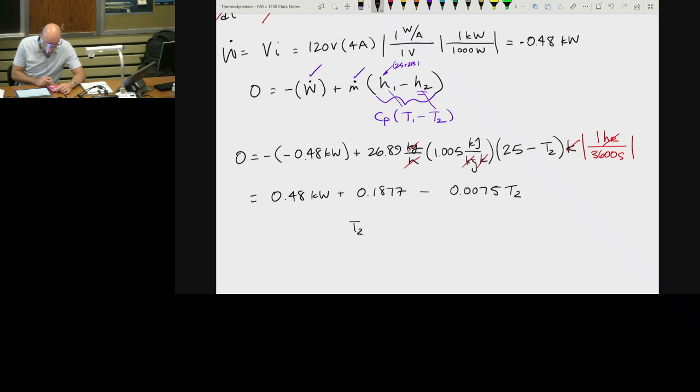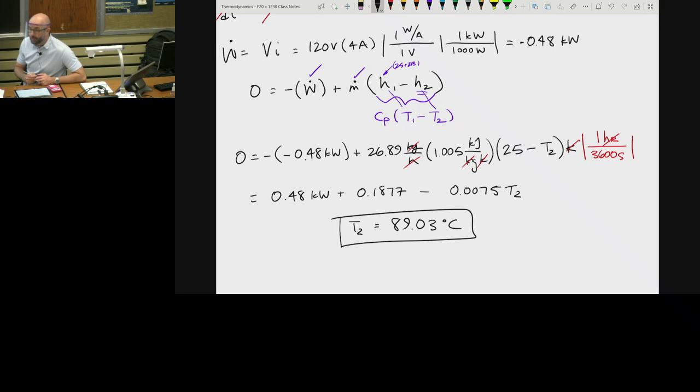So minus 0.1877 divided by 0.0075. I get a value here of 89.003 degrees Celsius. If I would have converted my temperatures to Kelvin, I would have gotten my answer in Kelvin and had to subtract 273 from that. But this makes reasonable sense, 89. I'm adding work into the system, so my temperature should be higher than it was when I came in. Makes reasonable sense. I'll go with it. Any questions on what we did there?